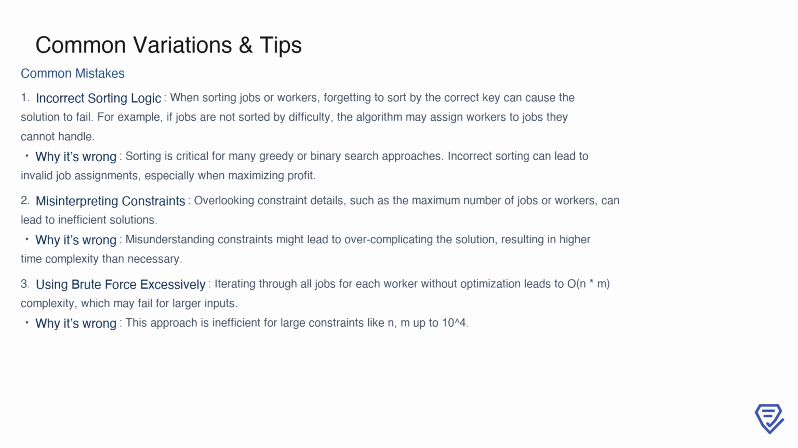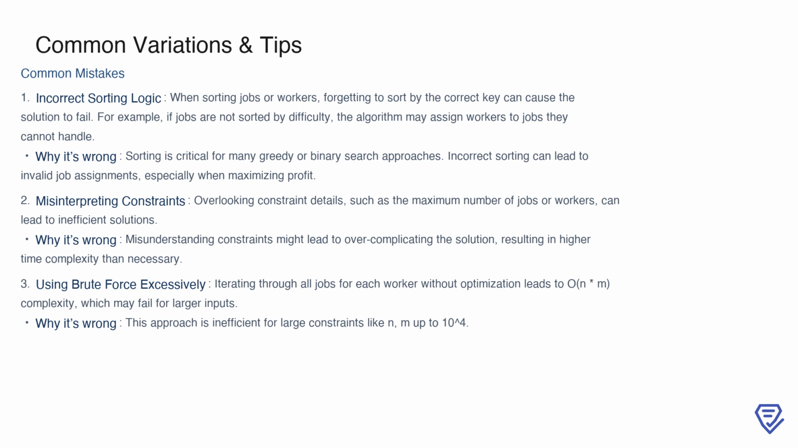in the right order. Another issue is misinterpreting constraints. For example, overlooking the maximum number of jobs or workers can lead to unnecessarily complex solutions. Misunderstanding these constraints can make your algorithm inefficient, possibly exceeding the time limit due to higher than needed complexity.